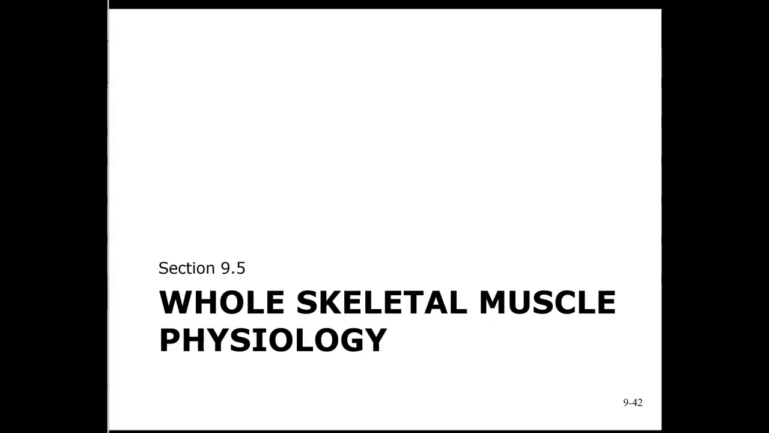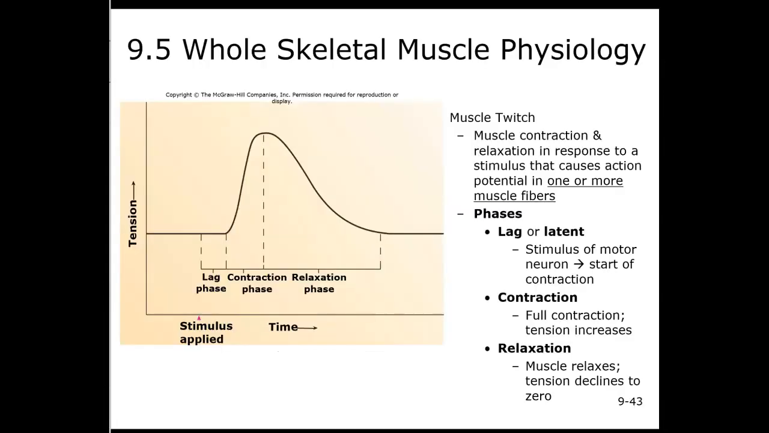Welcome to section 9.5, which covers whole skeletal muscle physiology. First, let's discuss what a muscle twitch is. A muscle twitch is your muscle contracting and relaxing in response to a stimulus, which would be an action potential from a nerve. And this can take place in one or more muscle fibers.